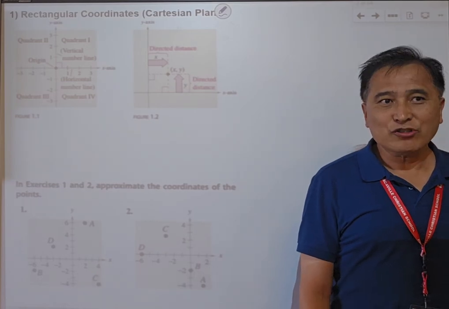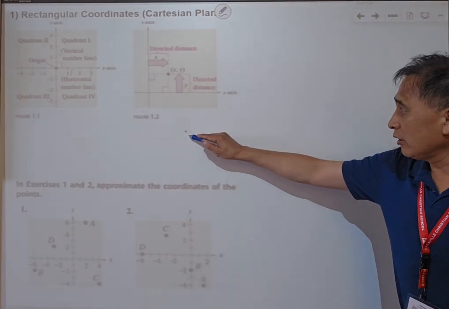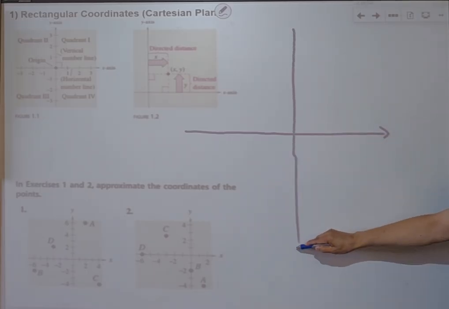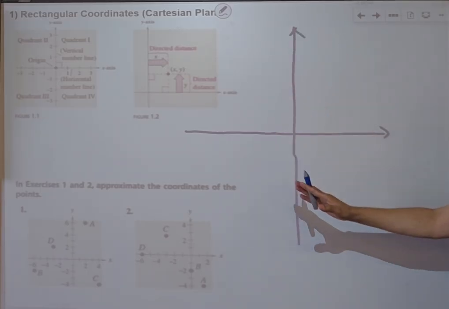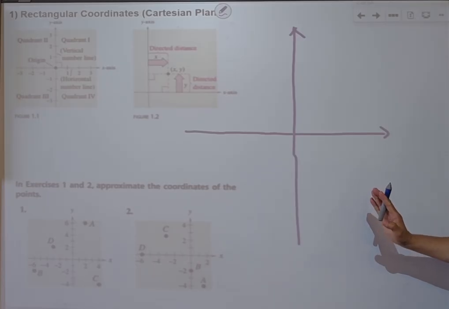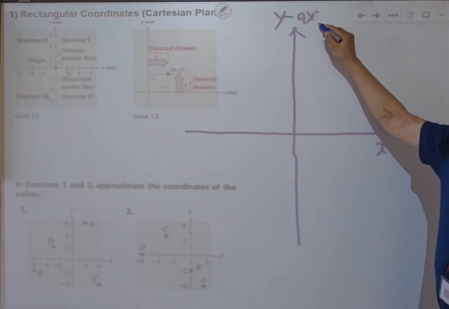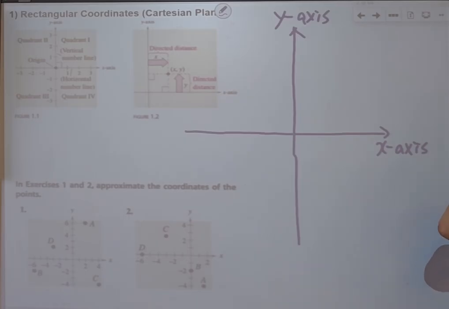But first, let's do, we call this a coordinate, and then we call this a rectangular coordinate, right? And then we name this one x-axis. This is a y-axis, right? And then also Cartesian plane, okay? René Descartes' name, and then we call it Cartesian plane.